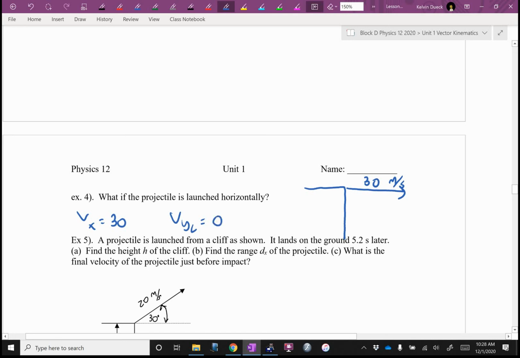Don't need to do components. Well, I did technically, but I didn't need to do trig. Okay? So if you're launched horizontally from a cliff, and by now you've done enough physics to know anytime something is a 0, it makes the math much nicer. So Vy initial would be 0. Okay?